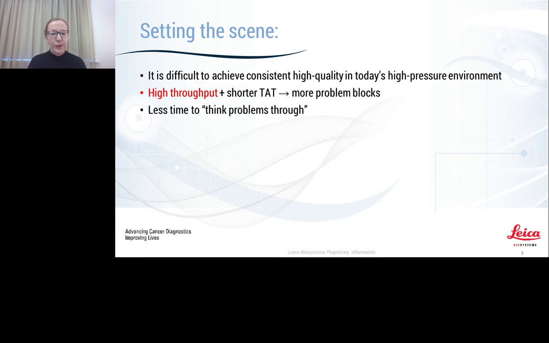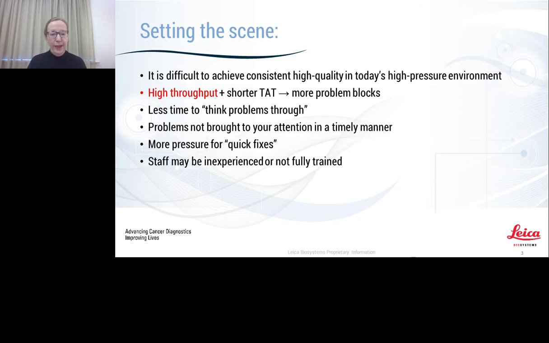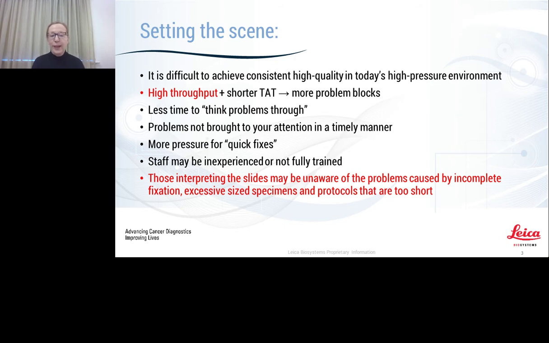So once again, just want to set the scene for those who may have missed it, and remind everybody of what we're actually trying to achieve today. Histology laboratories, whether research or clinical, often face the same sort of problems: we are in a really high pressure environment. We need to get tissues out in a shorter turnaround time, which can sometimes lead to more problem blocks. We often don't have enough time to think problems through, or we don't get told about problems until some time later, once everything is packed away. So there's often pressure for quick fixes.